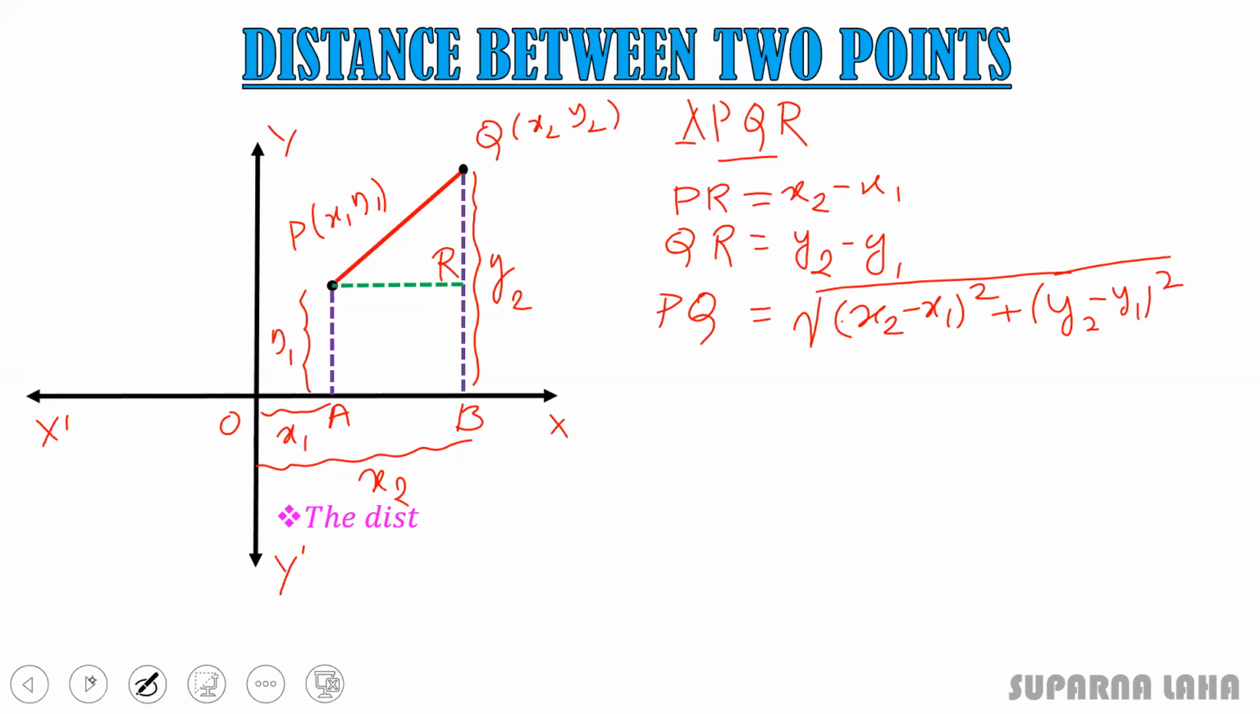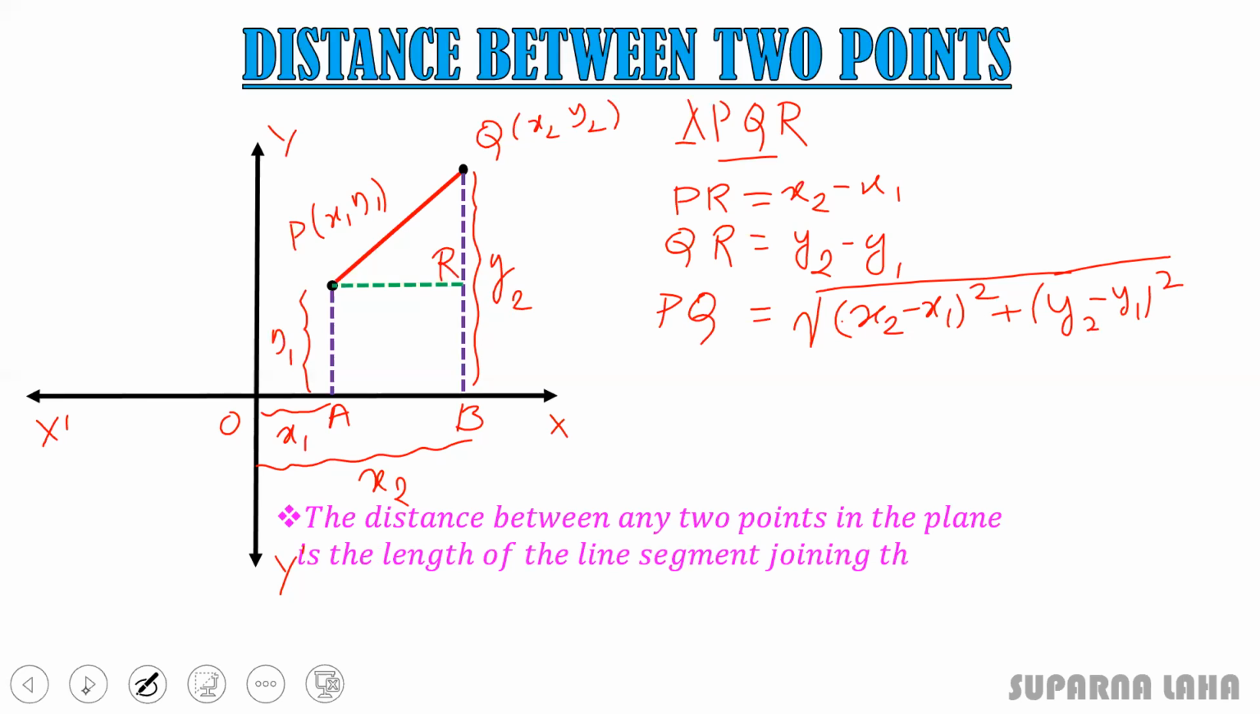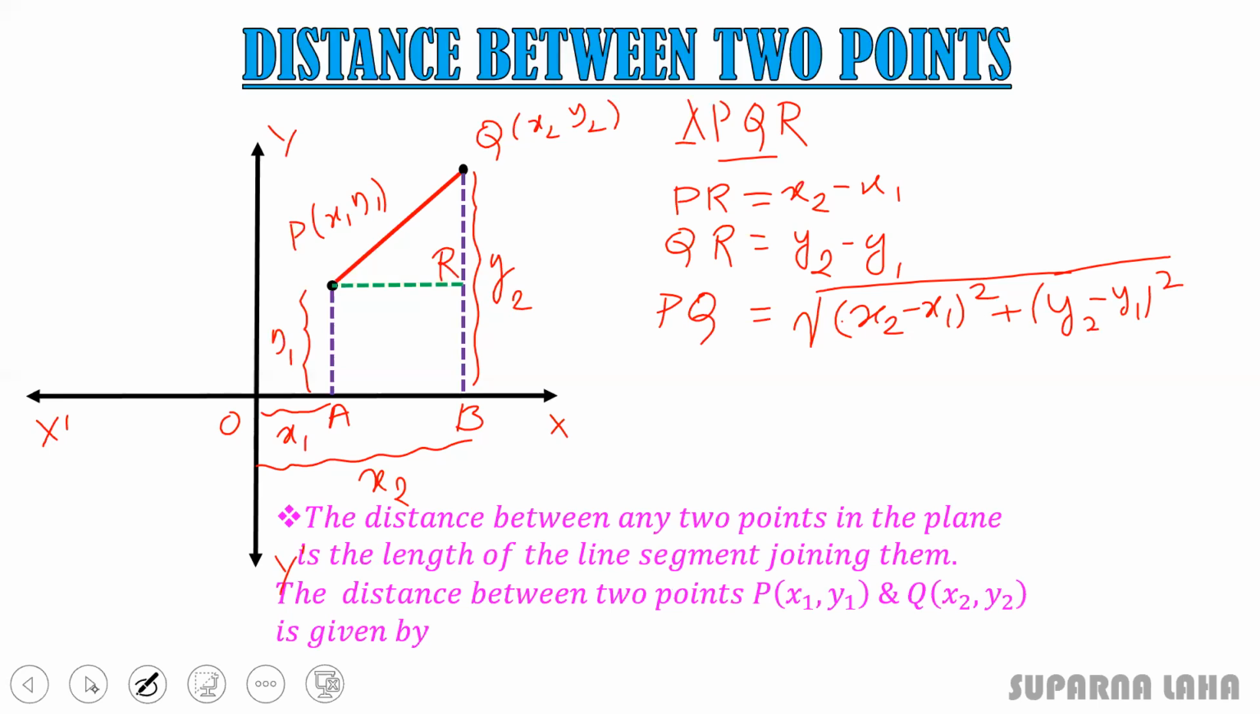So the distance between these 2 points P and Q in a plane is the length between these 2 points, and this distance is given by root over x2 minus x1 the whole square plus y2 minus y1 the whole square. So this is the formula for finding the distance between 2 points, which is very easy.